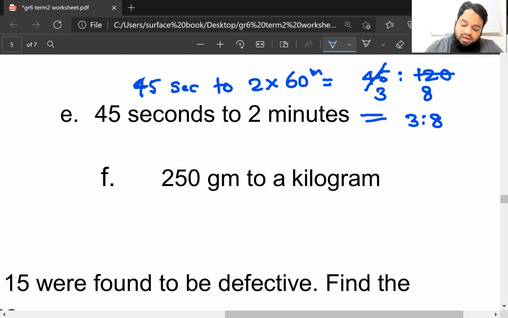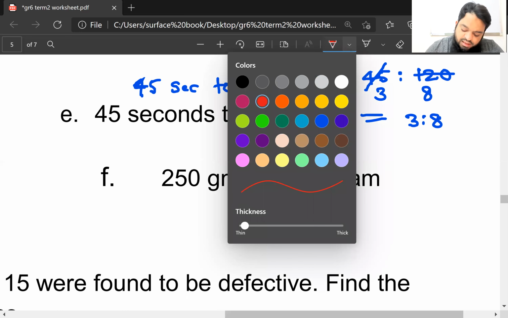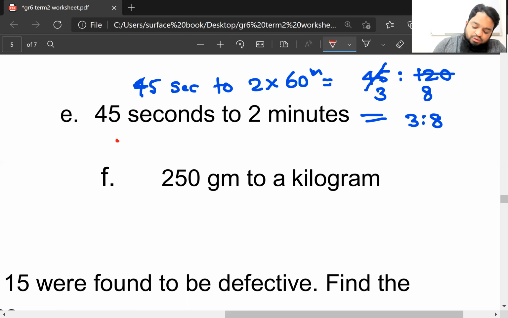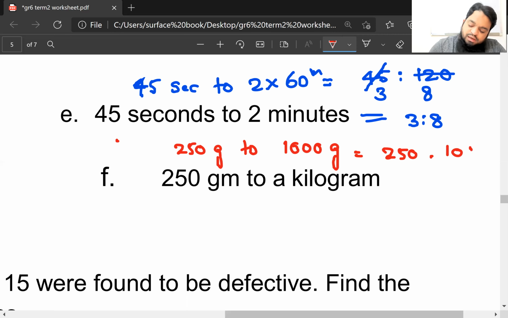Let us see similarly 250 grams to a kilogram. So that is 250 grams to 1 kilogram. 1 kilogram means how many grams? 1000 grams. So that is equal to 250 is to 1000.